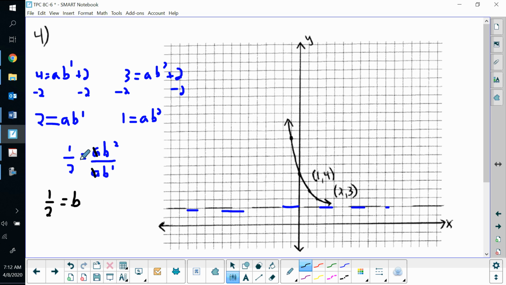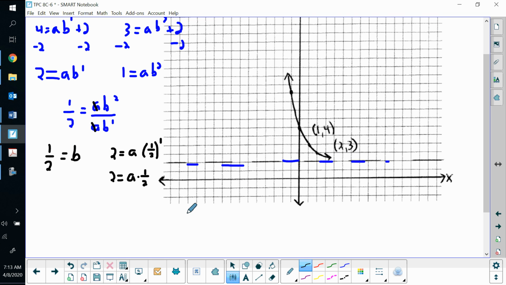I'm going to sub back into the b to the first one to get our a. So we'll have 2 equals a times 1/2 to the first. Anything to the first is just itself, so this is a times a half. We're going to divide both sides by a half. When we put this in the calculator, make sure you do a fraction button, 2 on top, then do another fraction button on bottom for the half. So we'll get 4 equals a.